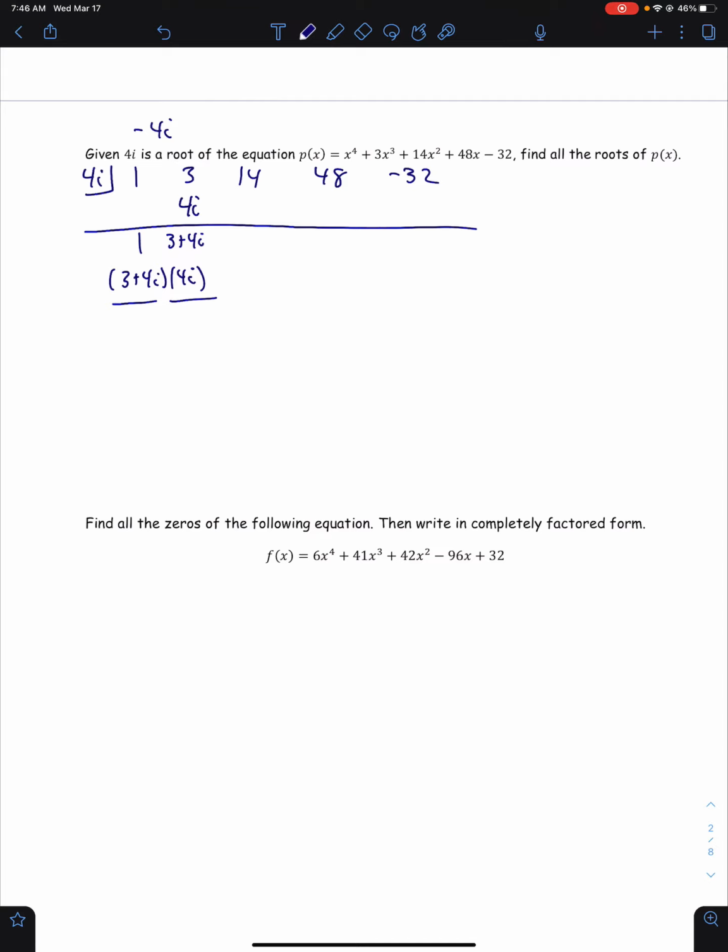And when you do that, 4i times 3 plus 4i is negative 16 plus 12i. Add vertically, you get negative 2 plus 12i. I want you guys to pause the video and just finish out this synthetic division.